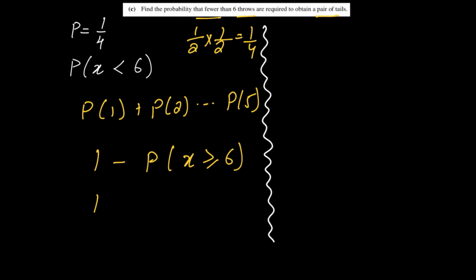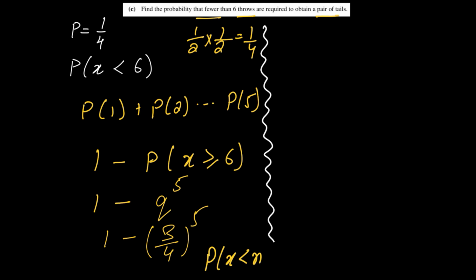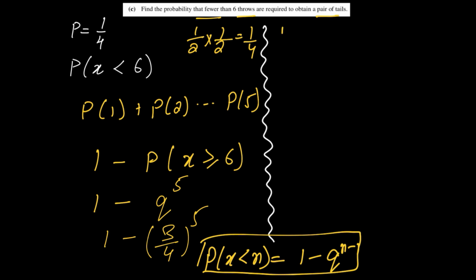You can do this, and the probability of something greater than or equal to 6 was q to the power n minus 1, so in this case 5. So 1 minus q, in this case 3 upon 4, to the power 5. So basically this gives us the formula: if something is less, the probability of less than n will be equal to 1 minus q to the power n minus 1.